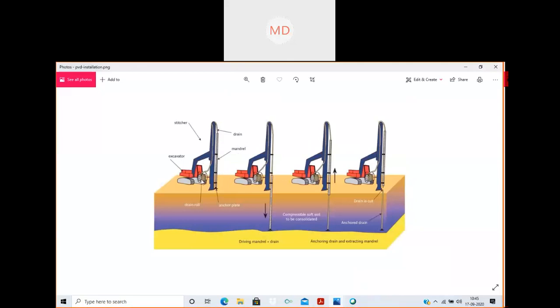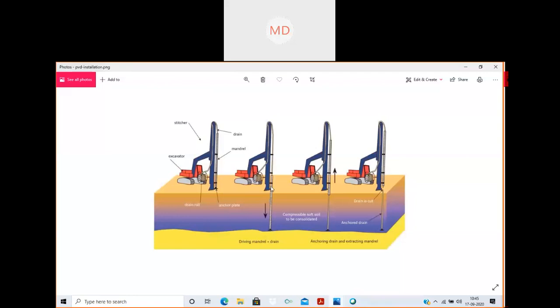The vertical drain is rolled here, and from this the drain is inserted inside this mandrel. Now this mandrel is put inside the ground up to the required depth. At the end you see an anchor plate is there. Anchor plate means a type of cap-like thing. It will hold the drain when it reaches the required depth.